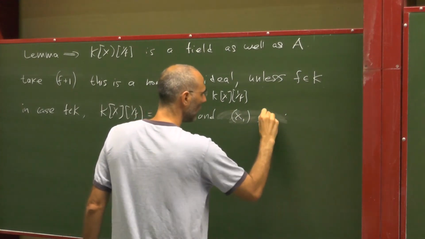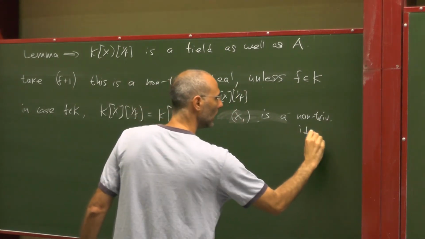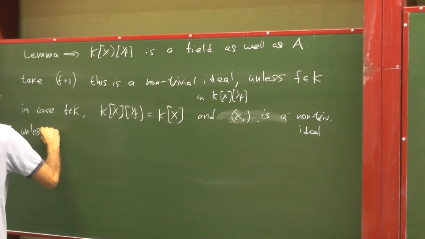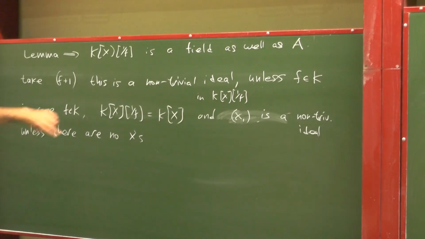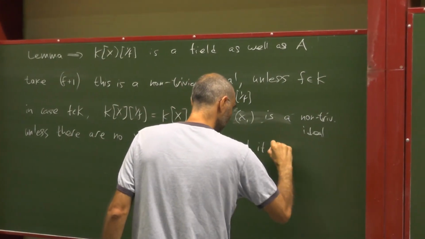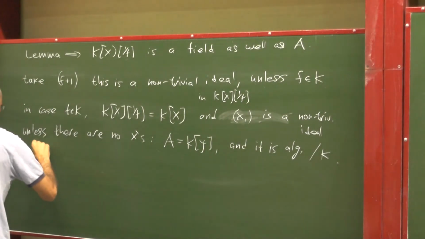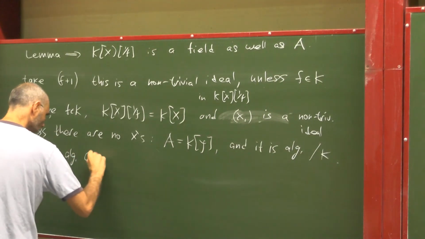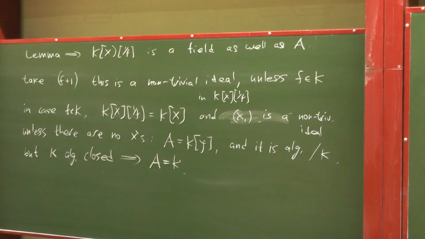And x1 is a non-trivial ideal, unless there are no x's. So here as well, my notation is bad. In my notation, I assume there are x's. Sorry for that. I was careless. A is just K with y's, and it is algebraic over K. But K was assumed to be algebraically closed, and this implies A is K. Okay, and I hope this is clear.